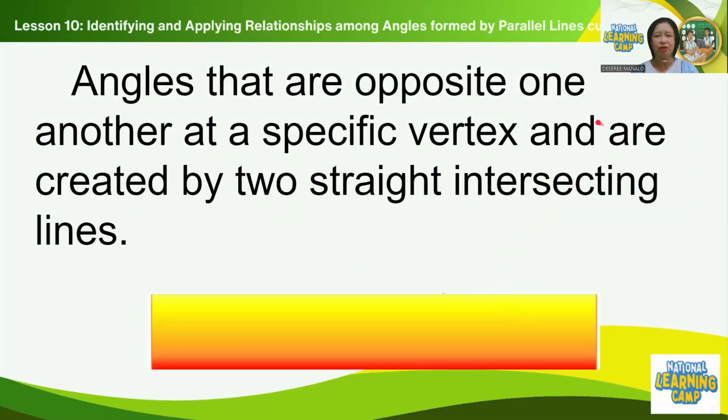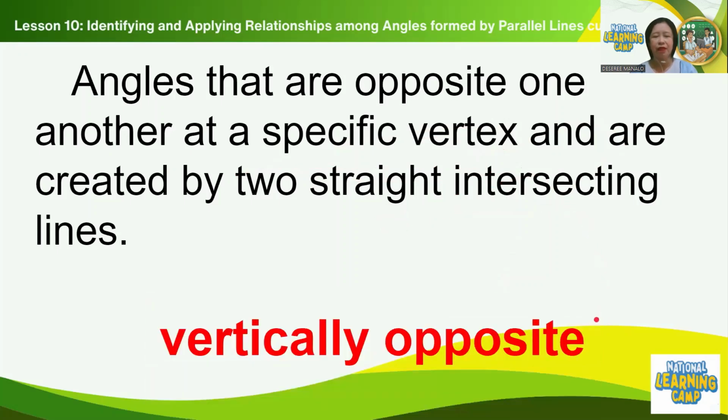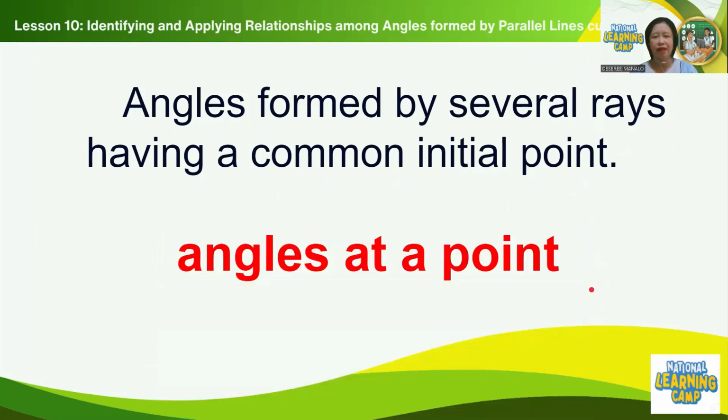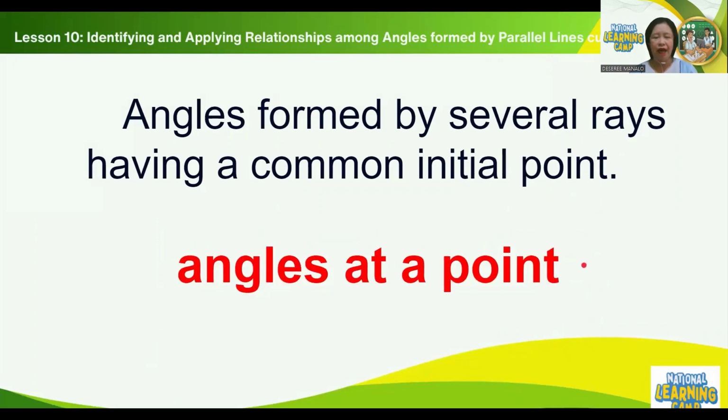Angles that are opposite one another. Angles that are opposite to one another at a specific vertex and are created by two straight intersecting lines. The answer is vertically opposite. Angles formed by several rays having a common initial point. Angles at a point. I hope you get all the correct answers.